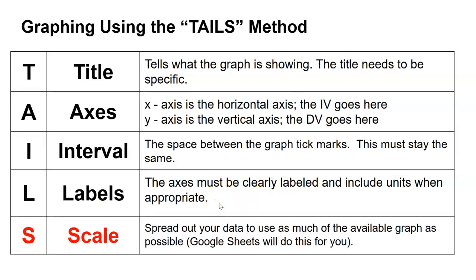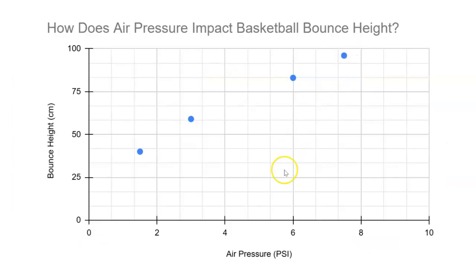And finally, the S stands for scale. That idea is, if you're graphing by hand, that you're using all of your graph paper. You're spreading things out. So maybe instead of having your data go by 20s for your interval, you make them go by 5 so that your data is spread out. Again, Google Sheets will often do this for you. Okay, let's look at a few examples.